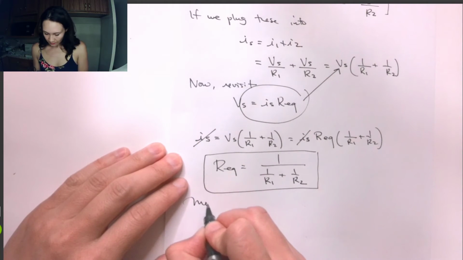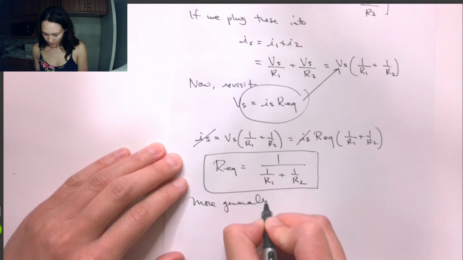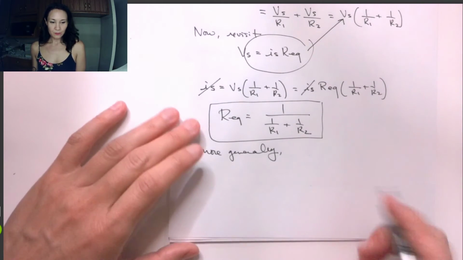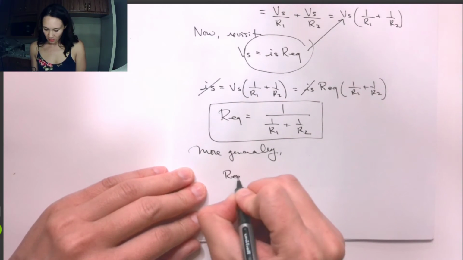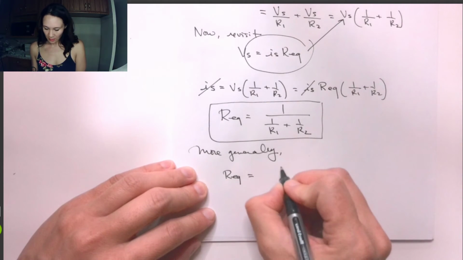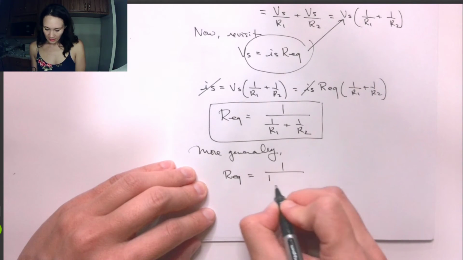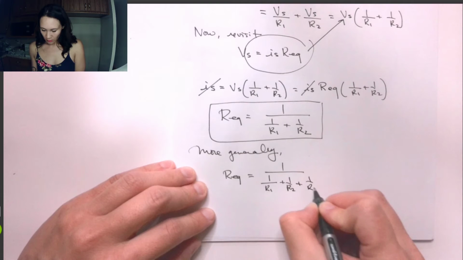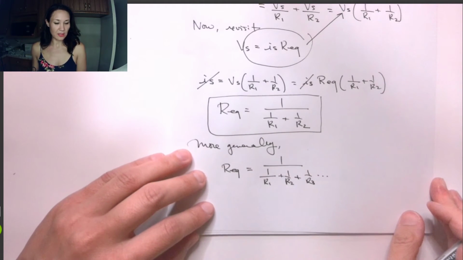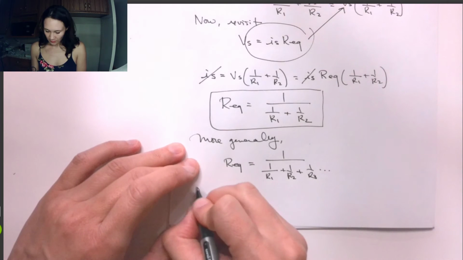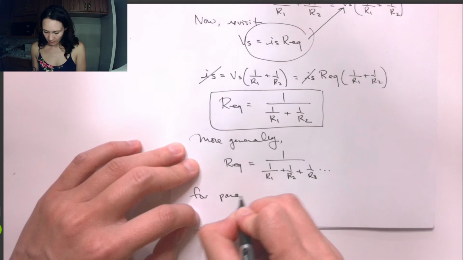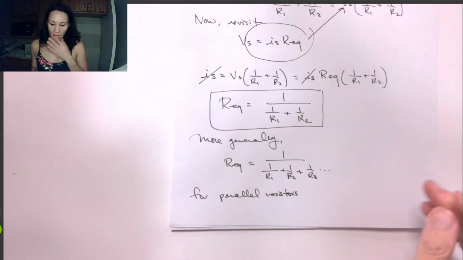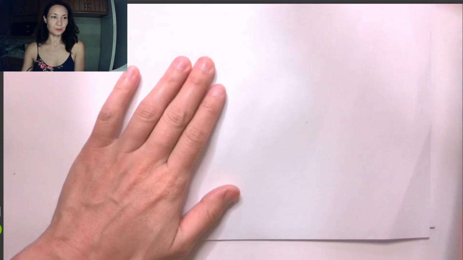And more generally, because this is a specific example with just two resistors in parallel, we can say that 1 over R equivalent for resistors in parallel can be obtained by taking 1 over R1 plus 1 over R2 plus 1 over R3 and however many resistors you happen to have in parallel. So this is for parallel resistors. Okay, great. So let's see an example.